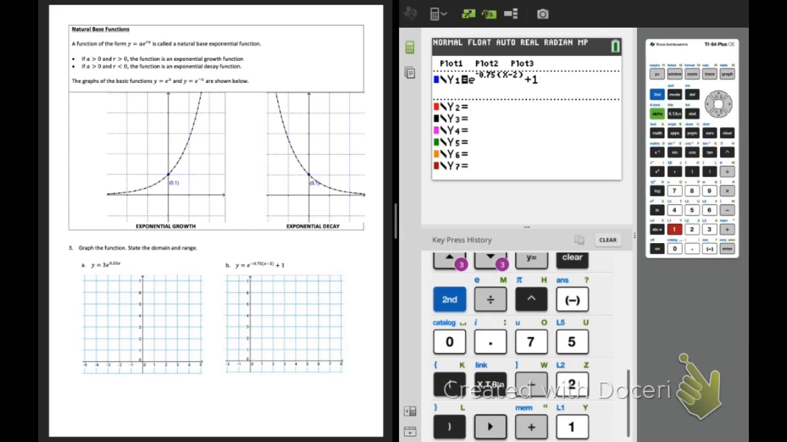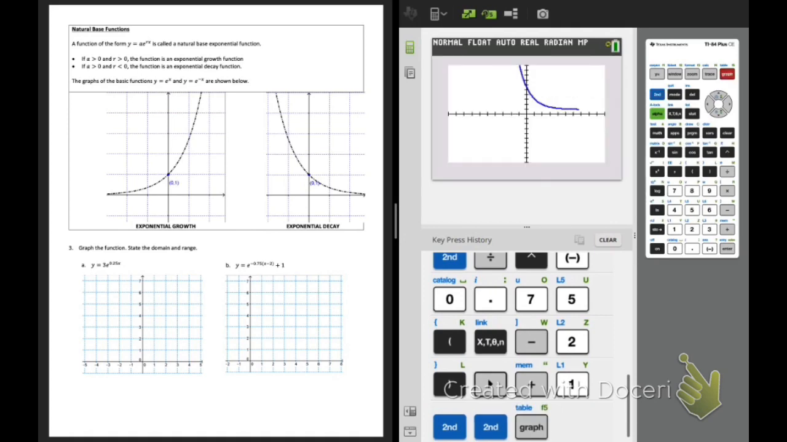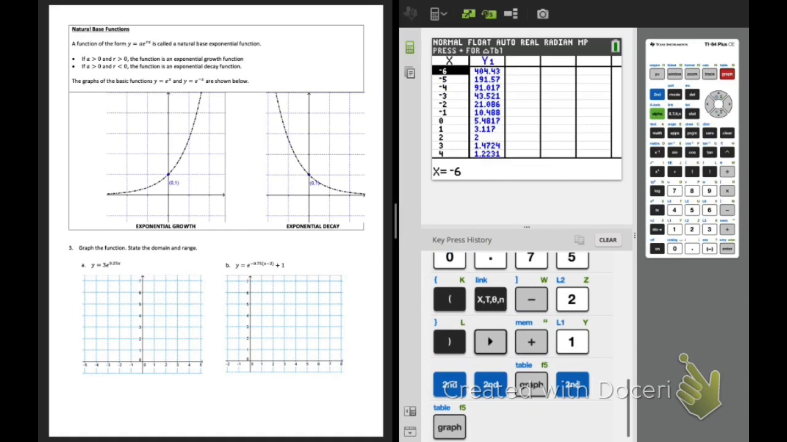So that +1 is going to shift the graph a little bit, and will affect its placement on the axis here. But again, we see a negative exponent involved here, so we're going to go ahead and see what this looks like. Let's go ahead and graph it. The fact that we have a negative exponent involved means we're going to see decay. So as we look at it from left to right, it's going to be going downward. So we'll go to our table.